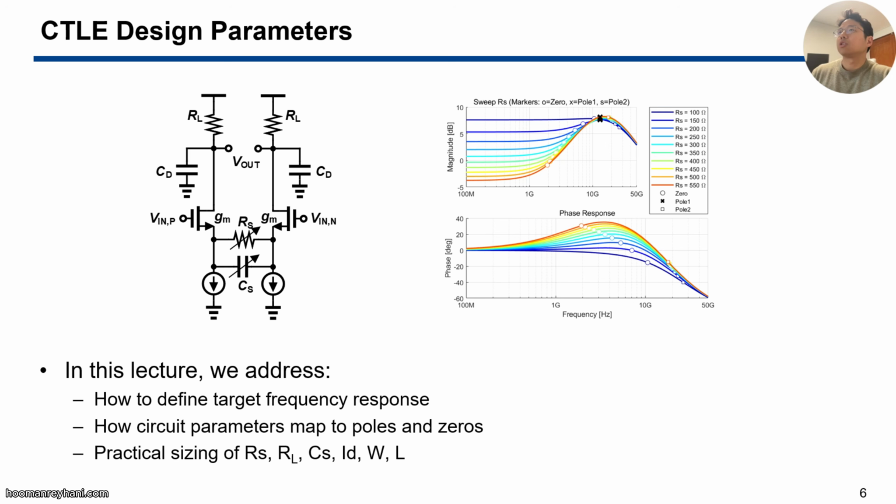So in this lecture, we will study a practical design methodology for CTLE. We will first learn how to define a target frequency response based on the channel characteristics, and then we will see how each circuit parameter affects the frequency response. And finally, we will look at how to choose those parameters in practice.